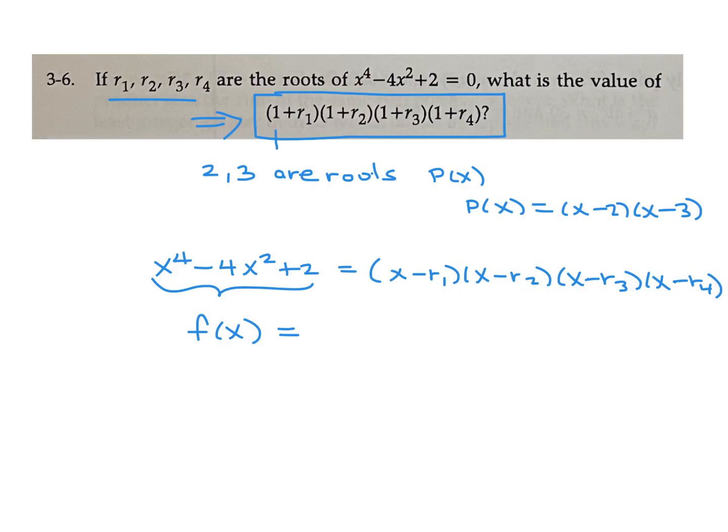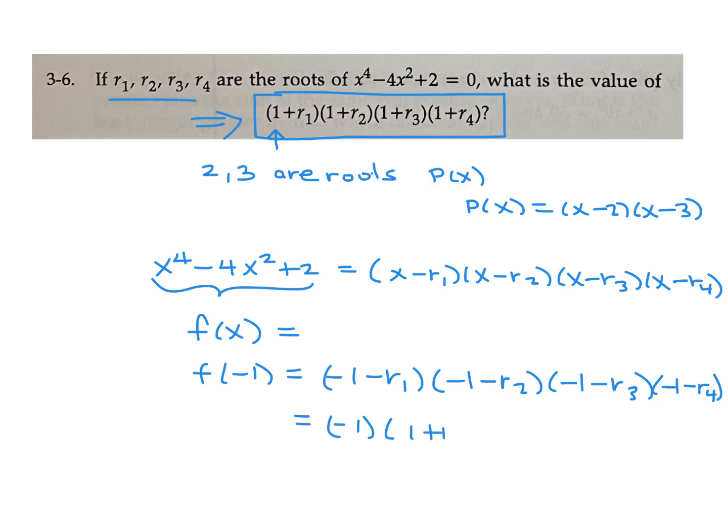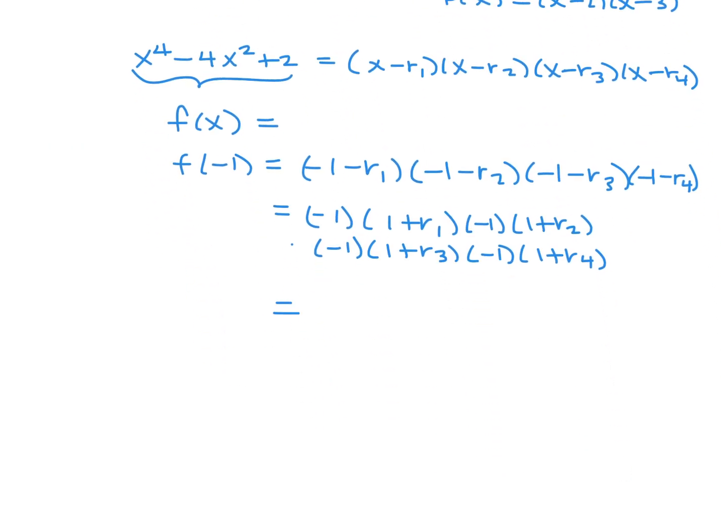I'm thinking if I put 1 for x, I get 1 minus R1, 1 minus R2. This is 1 plus. So I'm thinking, how about if I put negative 1, that might be able to cancel out. So that would be negative 1 minus R1, negative 1 minus R2, negative 1 minus R3, and negative 1 minus R4. And then we can factor out a negative 1 from each of these, and that turns it into a plus. Aha, that's what I was hoping. Running out of space here. So then all the negatives become 1s, right? Negative 1 times negative 1 times negative 1 times negative 1 is just 1. And there you go. You are left with what they gave us.